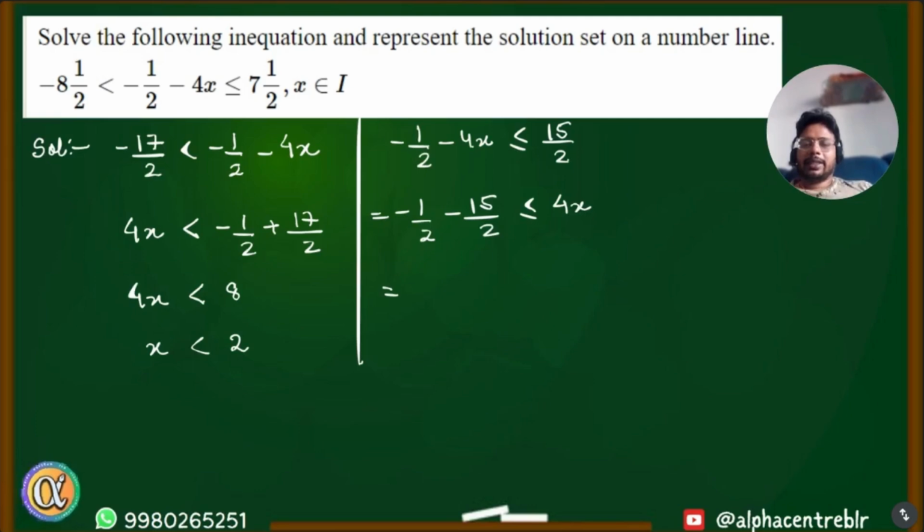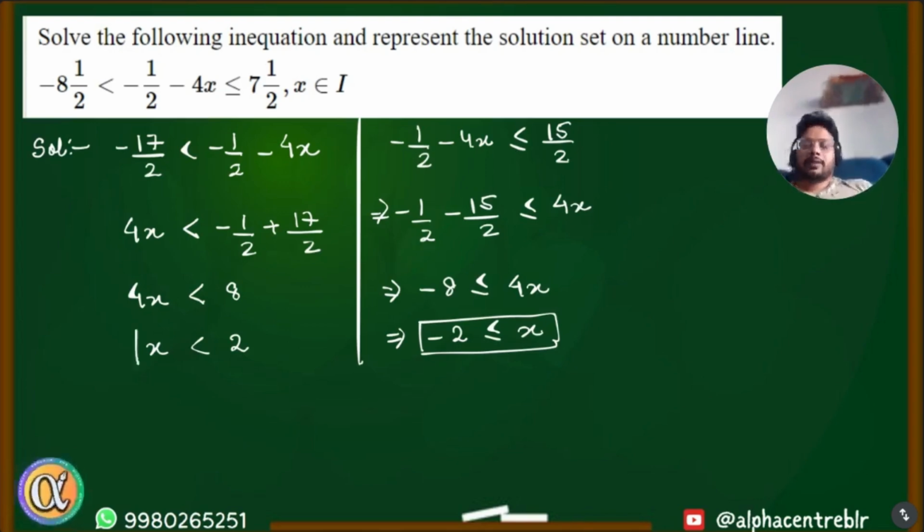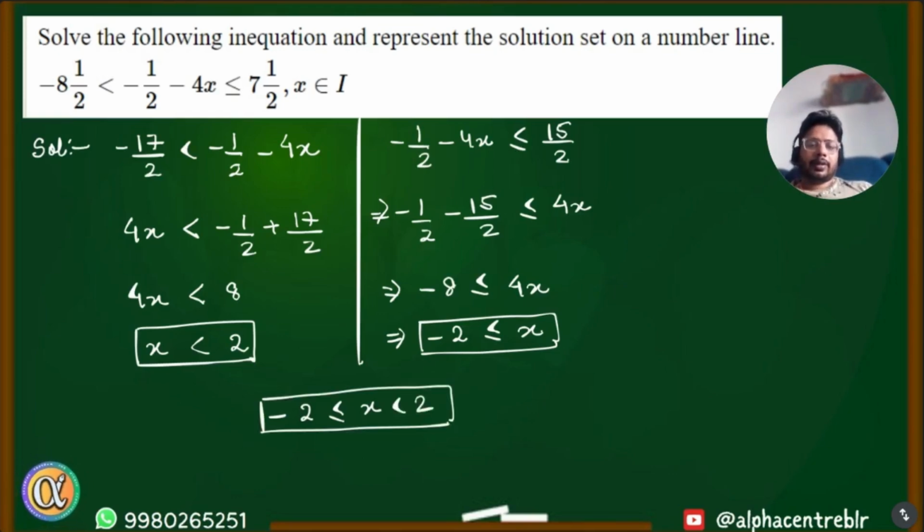So minus 16 by 2, minus 8, is less than or equal to 4x. Therefore minus 2 is less than or equal to x. Correct? Is this okay? Now combine these two. x is greater than minus 2 and less than 2. So combining the two, I can say minus 2 is less than or equal to x, less than 2. Now we can represent this solution on a number line.